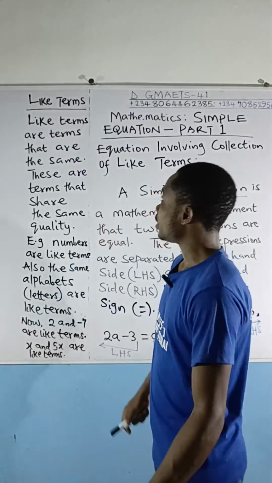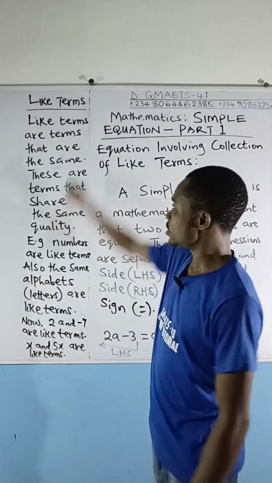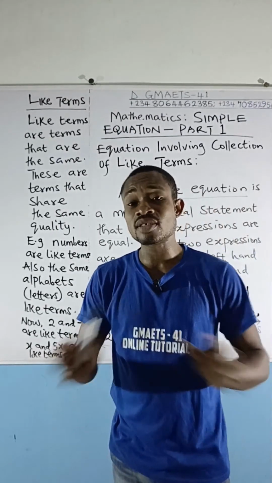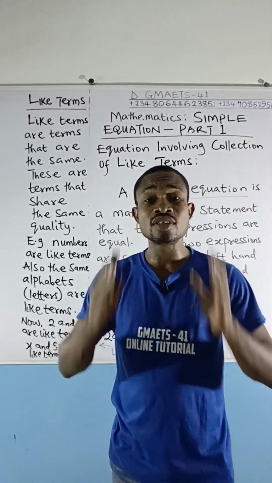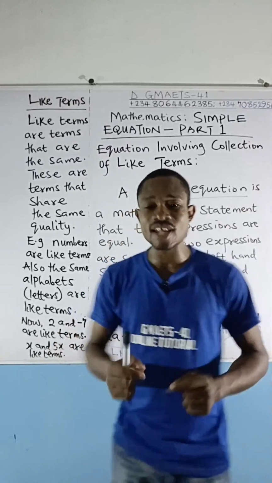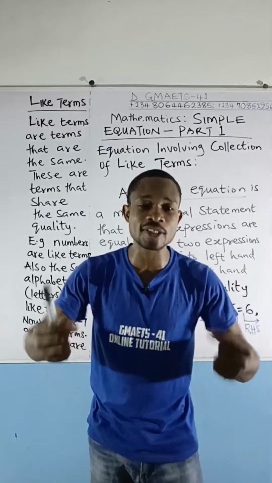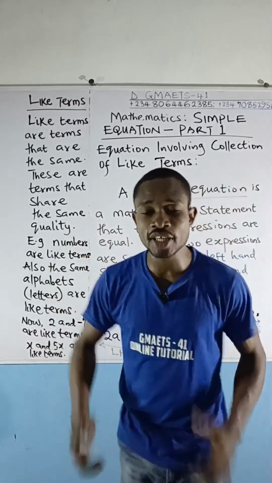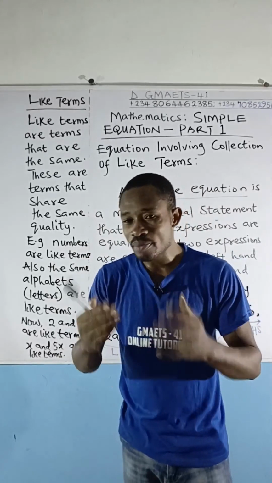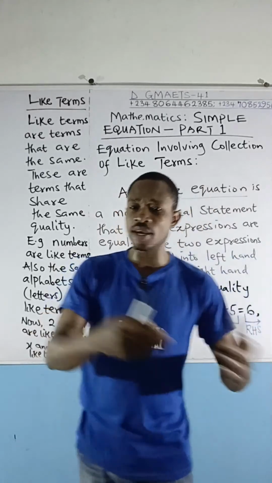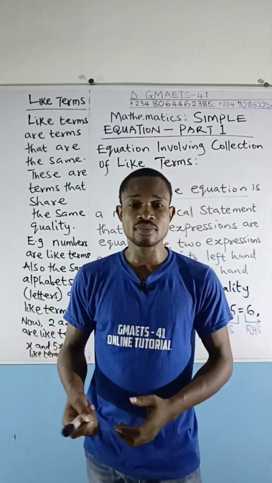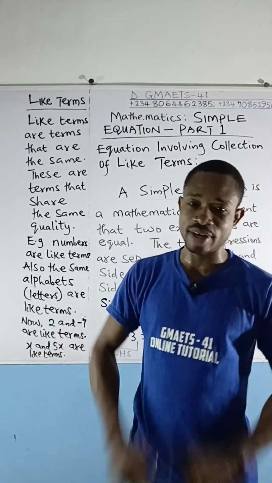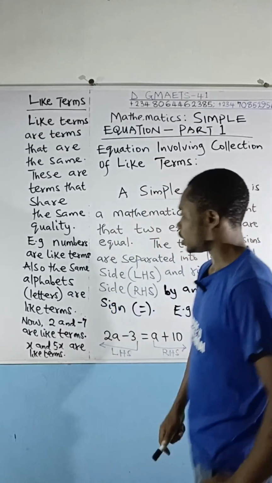Now, let us talk about like terms. What are like terms? This is the note on the board. Like terms are terms that are the same. They are terms that share the same quality. And what do we mean by saying that they share the same quality? The example I have on the board here will explain that better. So let us look at what we have on the board.